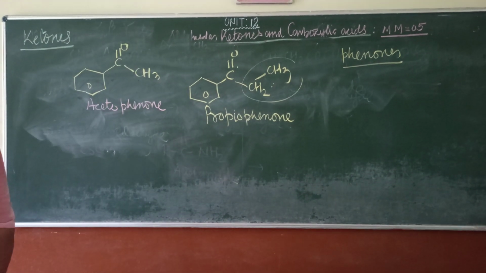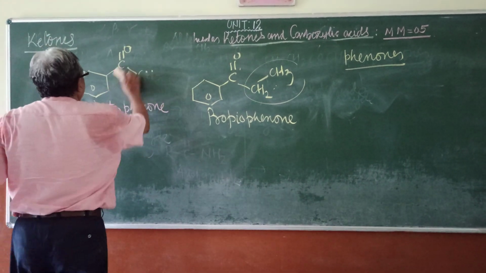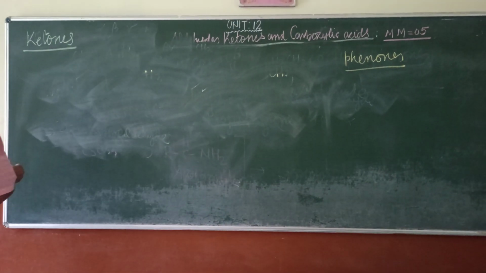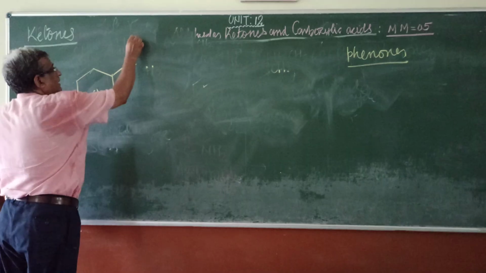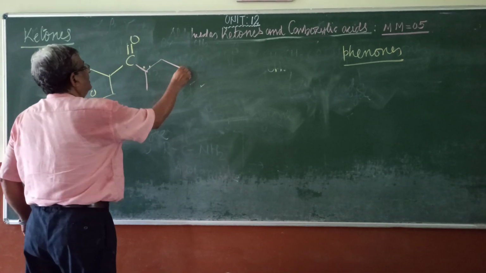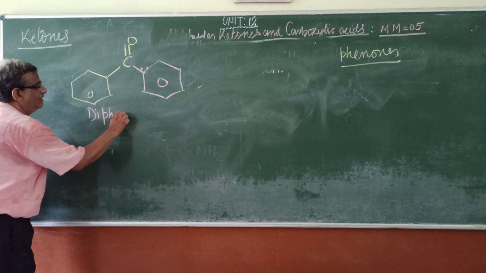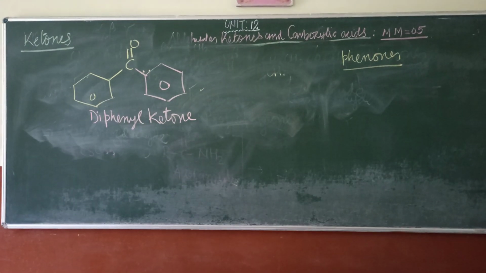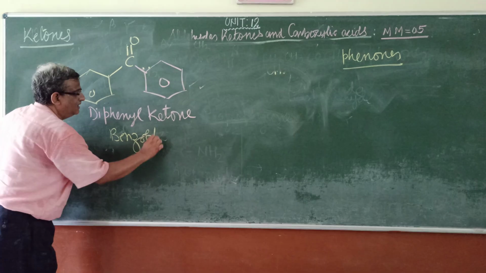Propiophenone. Then I come to the last one. One more example I will give you. The last one is, I am giving you an example here. This is the benzene ring, and to this benzene ring I again attach a new benzene ring. Now see here, the two benzene rings, the name is diphenyl ketone, commonly known as benzophenone. Benzo, PHENONE.